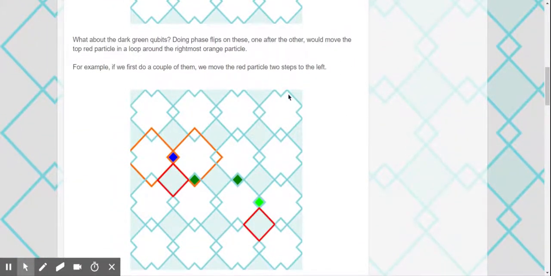What about the dark green qubits? Doing phase flips on these, one after the other, would move the top red particle in a loop around the rightmost orange particle.